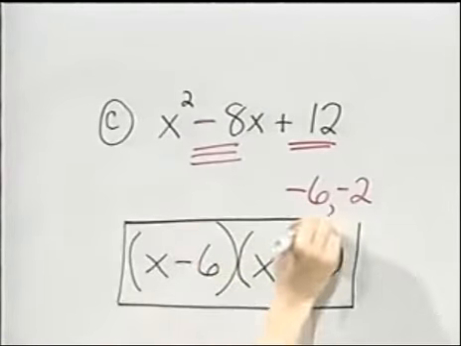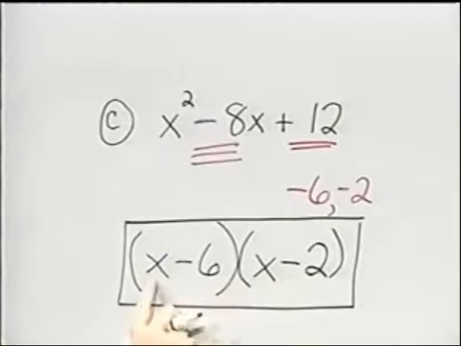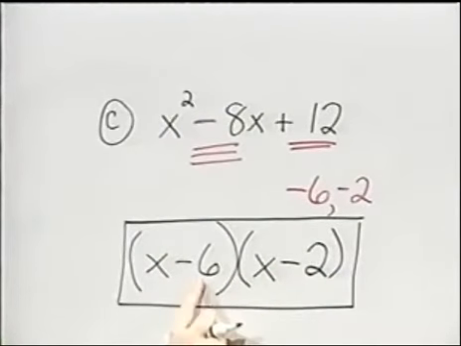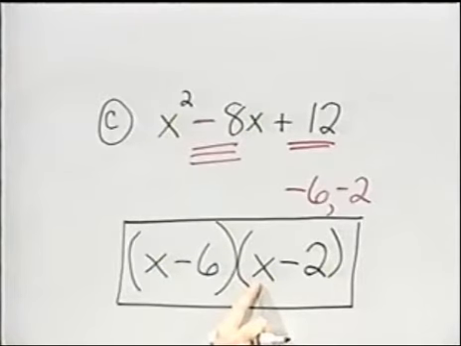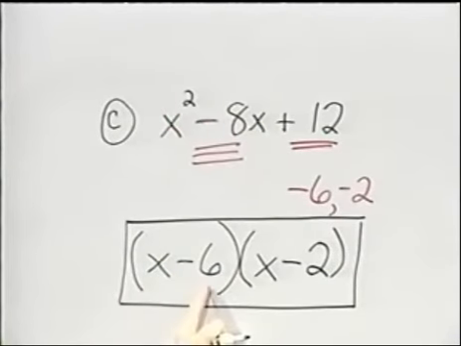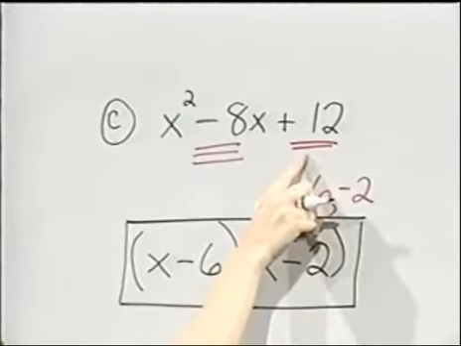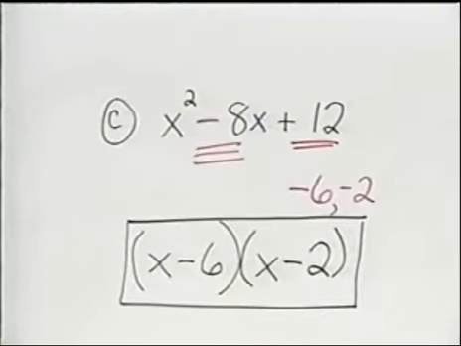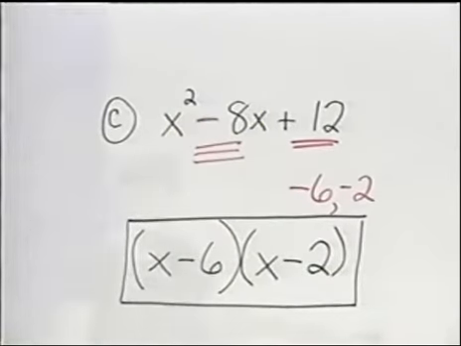And let's check it. x times x is x squared. That's a minus 2x, minus 6x, which is minus 8x. And then minus 6 times minus 2 is positive 12. And therefore that works. Okay?